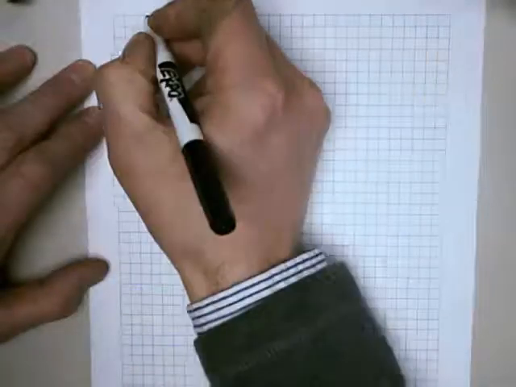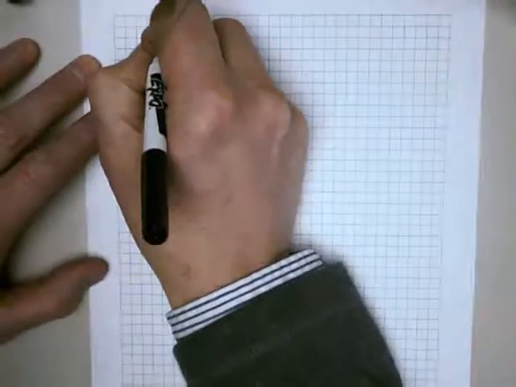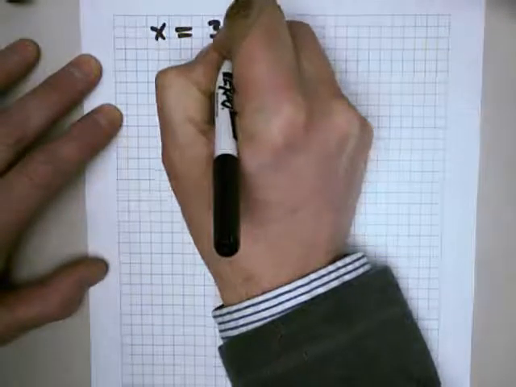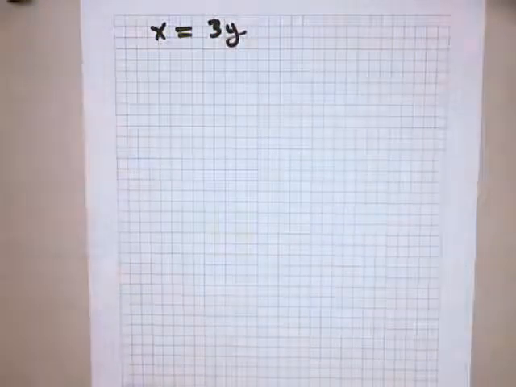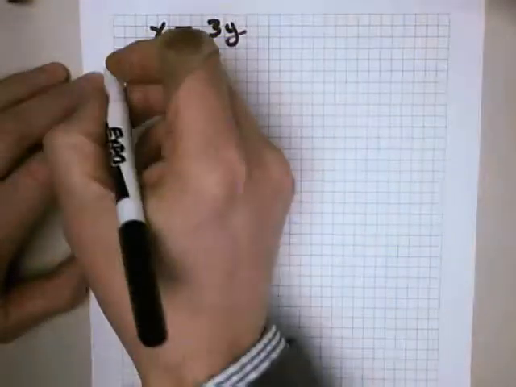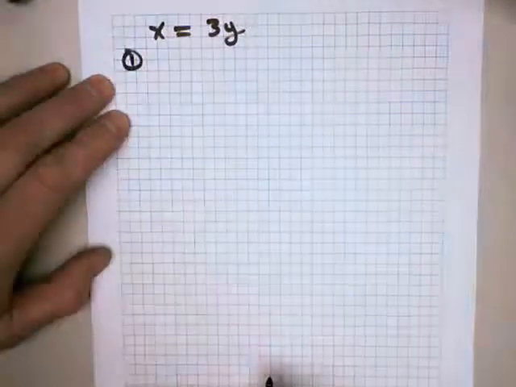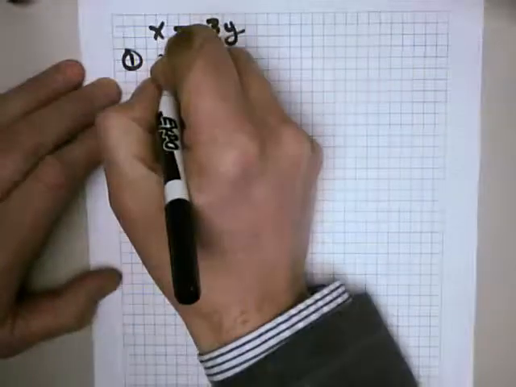I'm going to work the solution of quiz number 2, problem number 7. Problem number 7 looks something like x equals 3y, and the problem is to graph that. The first thing that you recognize about this equation is that it is linear.